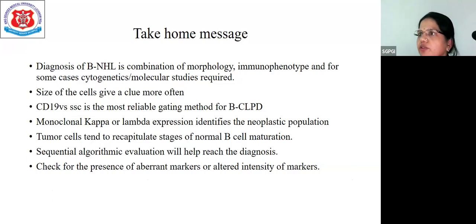But we have to be aware of certain caveats, as Dr. Jasmita has discussed. If you're not getting kappa and lambda properly, repeat the experiment by giving it 2 to 3 washes. Sequential algorithmic evaluation will help reach the diagnosis. Check for the presence of aberrant markers or altered intensity of markers, which will give you a clue whether those cells are normal or abnormal.